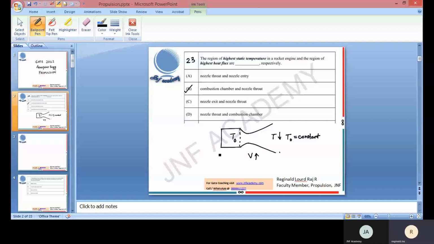As the gas expands through the nozzle, the total energy or the stagnation temperature has to be a constant. Stagnation temperature is static temperature plus V square by 2 Cp. So as V square by 2 Cp increases, the static temperature comes down because T naught has to be a constant. So definitely the answer is the combustion chamber where the static temperature is the highest, and the nozzle throat is where the heat flux is the highest.